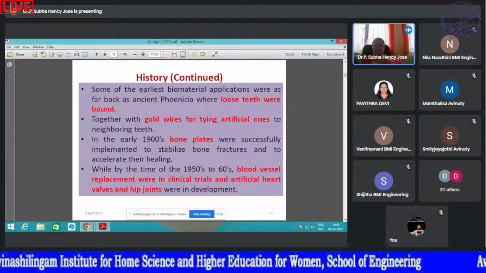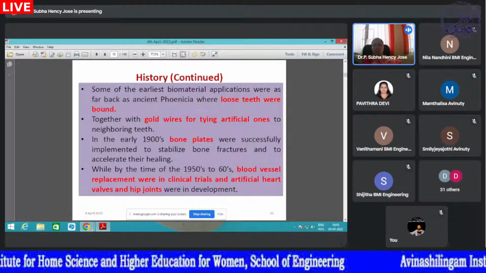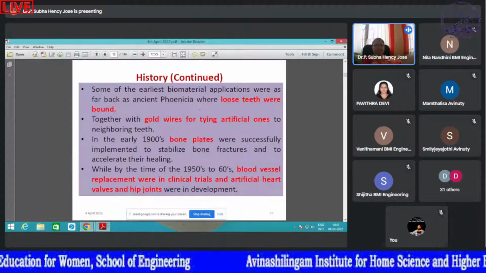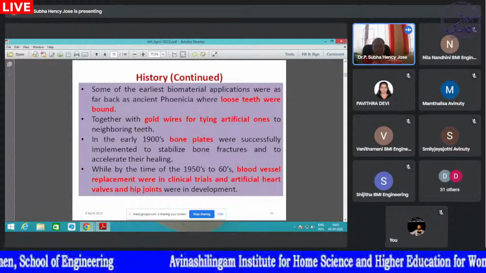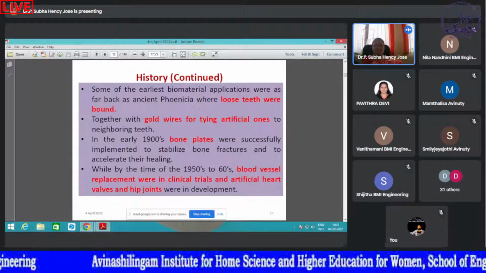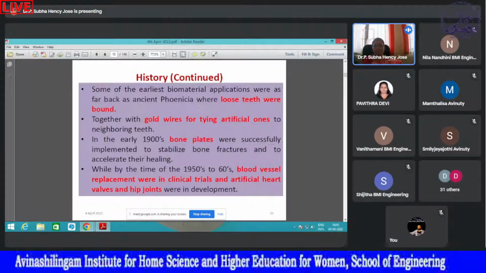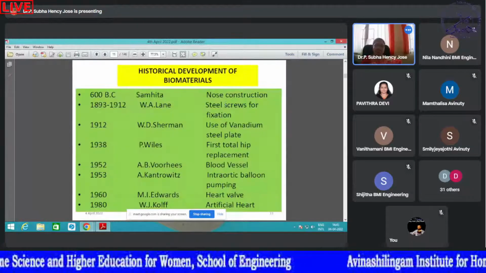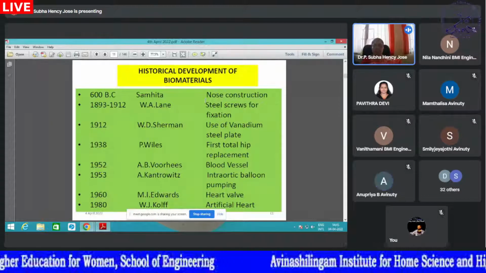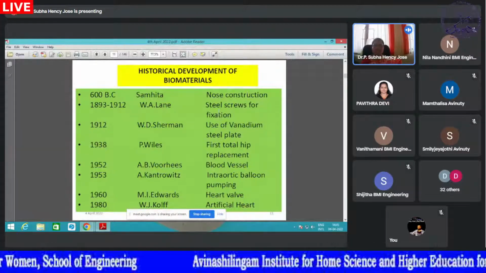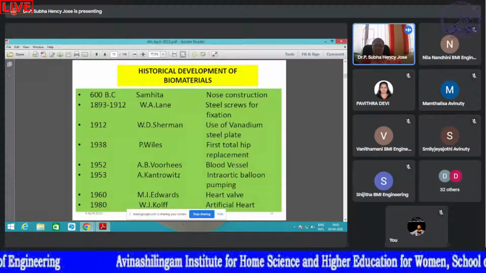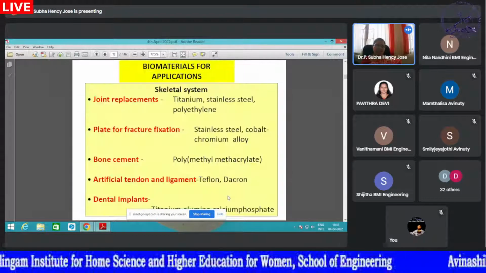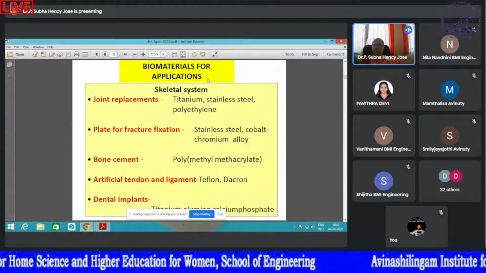You might have heard about this statement. So gold wires were used for tying the artificial teeth, and the bone plates also were introduced. And the next level was blood vessel replacement. Blood vessel replacement also was done using artificial valves and hip joints. So you can just see, for bone construction, steel screws for fixation, for a total hip replacement, for blood vessels and heart valves, artificial hearts. All these are the major applications.